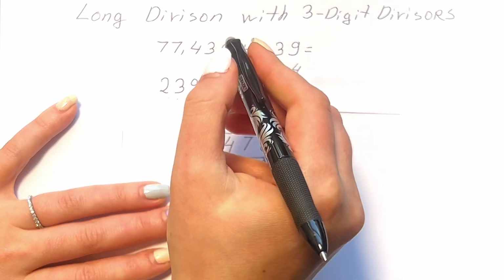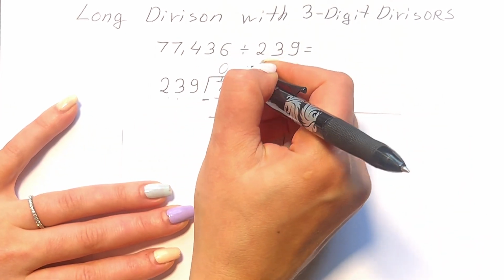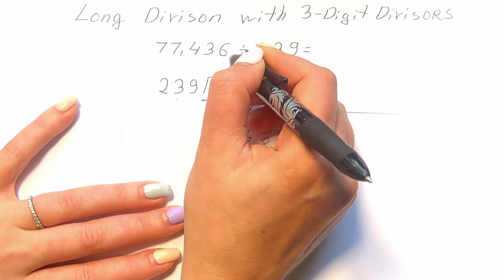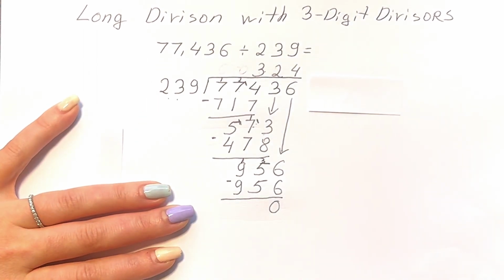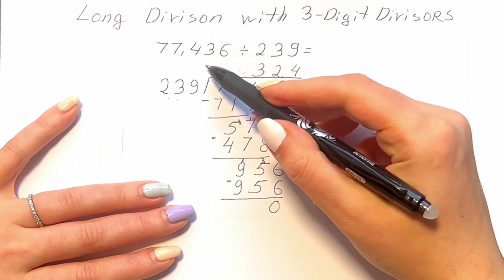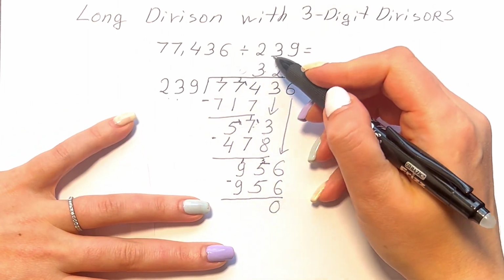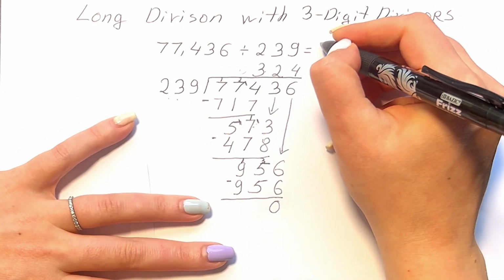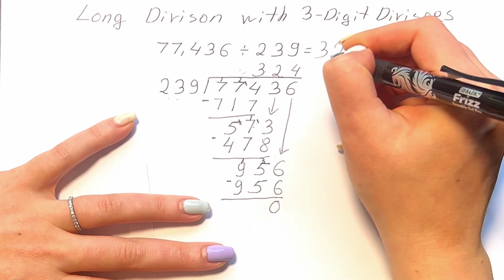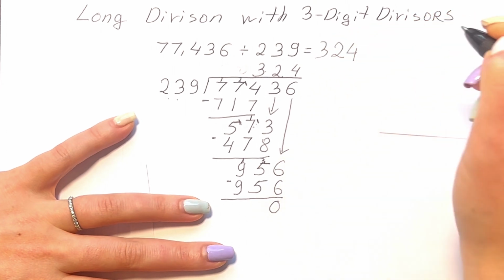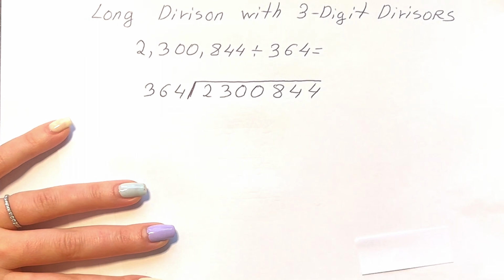Let's not forget to erase the zeros because a number can never start with 0. So, 77,436 divided by 239 is equal to 324. Let's try one more example.